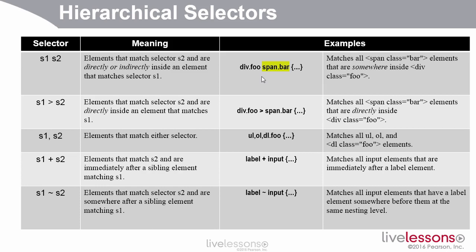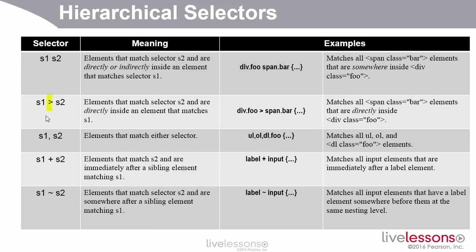But only spans that say class equals bar that are inside the first thing, which is a div with class equals foo. So space means nesting, but not necessarily direct nesting. If I had a div with class equals foo and it had another div inside of it, and that div had a p inside of it, and that p had a span class equals bar inside of that, it would still match. If you only want direct nesting to match, you use a greater than sign.